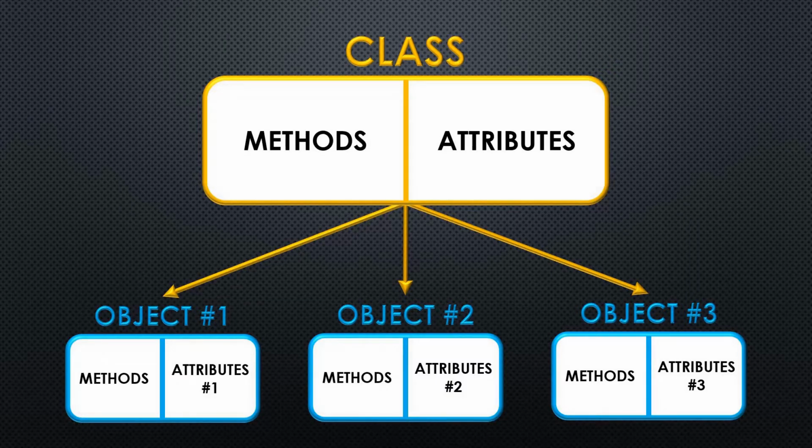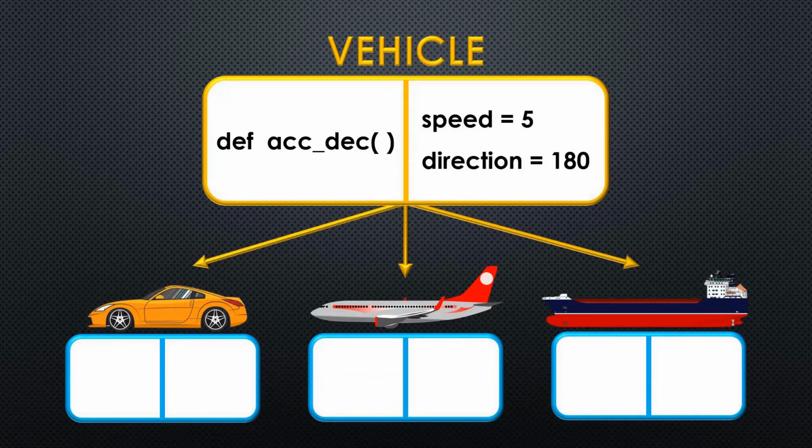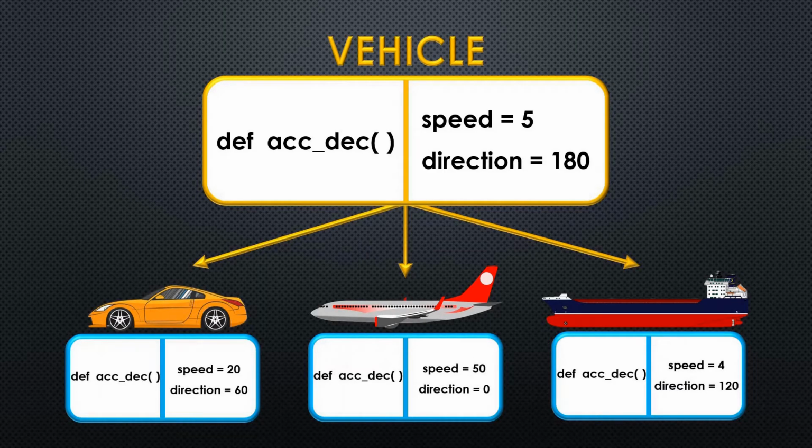So, looking at our example from before, we can use the same general class, which represents vehicles, and from it derive separate objects, which represent all kinds of transport, cars, planes, or even ships. And what's even more important is that each object can have different values of speed and direction, but all can use the same method or function for accelerating and decelerating.